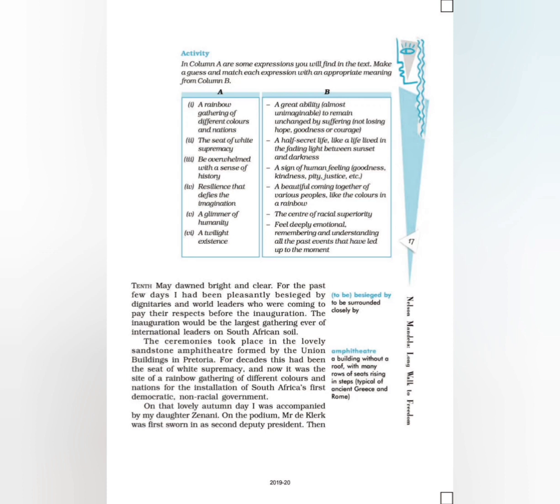So who are the deputy presidents? One is Thabo Mbeki, the first deputy president, but of course he was sworn in second. The second deputy president is Mr. de Klerk, but he is the one who took the oath first. He took the oath first, but he is the second deputy president. That you have to understand. And now the speech starts here on page number 18.